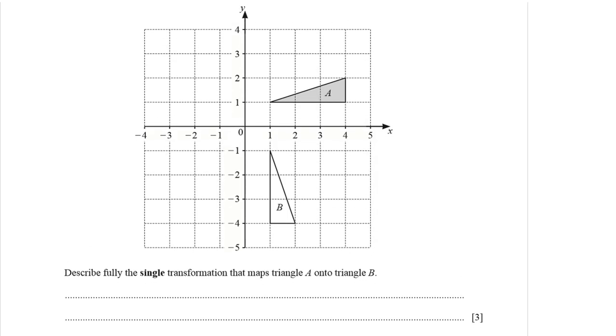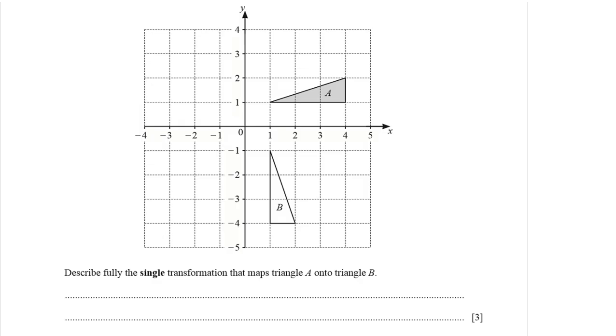Transformation A onto B. How can we see whether it is a reflection or not? For that purpose, you may join any two lines. If the lines are parallel, it means it is a reflection. Since you can see the lines are not parallel, definitely it is not reflection.